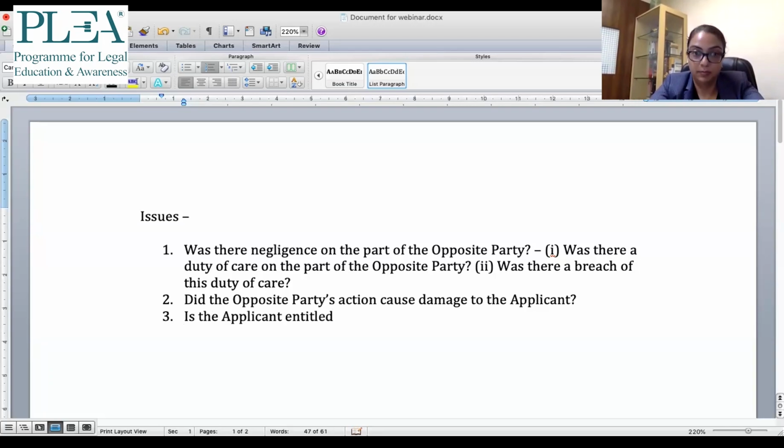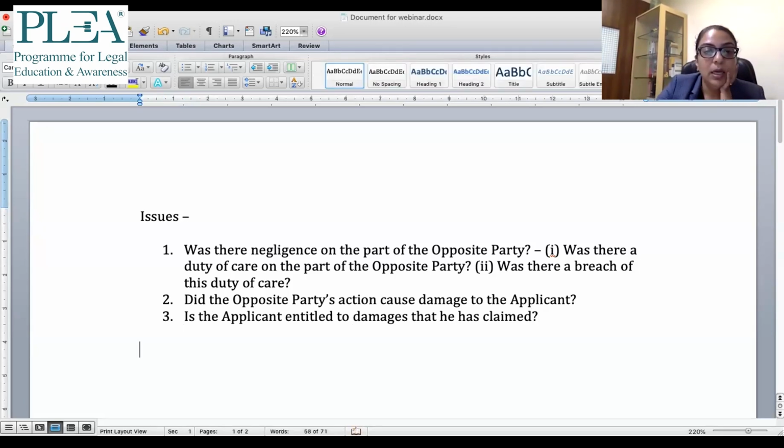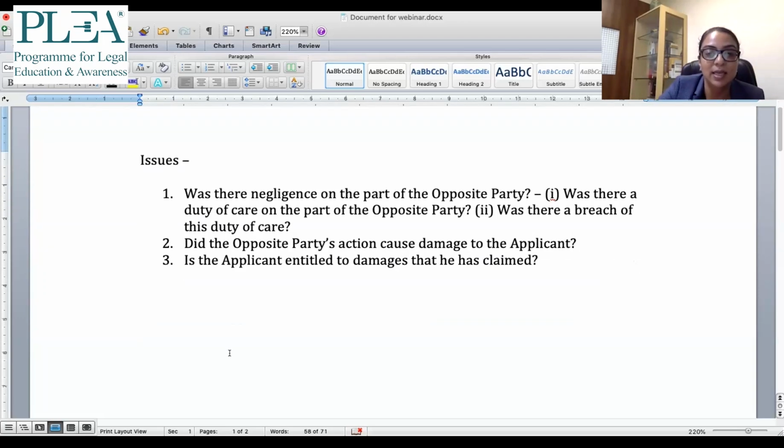The proximate cause. Yeah, correct. So is the applicant entitled to the damages that he has claimed? He has claimed some 7 lakhs, right, in the case. So, right, so these would be broadly the issues. Now, what I'd like to do is, if we can identify from the pleadings and the evidence, what are the facts which are in favor of the applicant and what are the facts which are in favor of the opposite party? If we can kind of try and do that, that will help us to analyze the case, right?